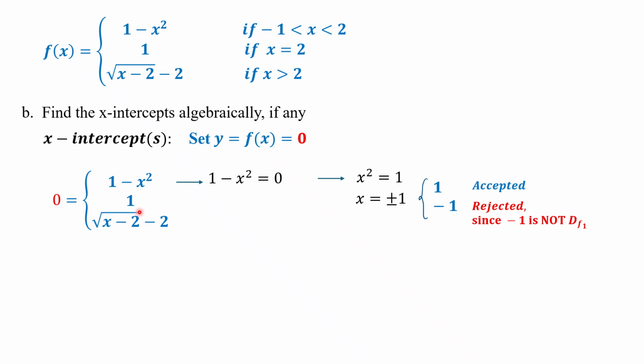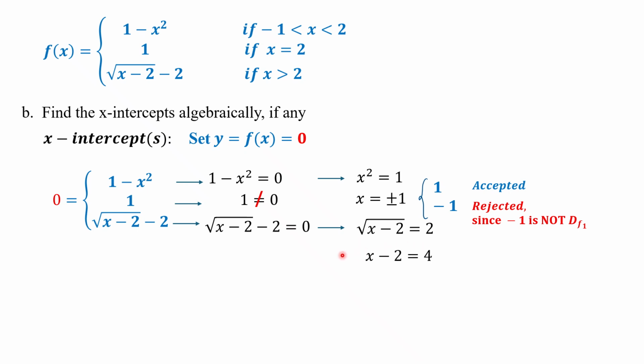Now let's move to the second equation. The second equation is 1 and we have to equate it to 0. Since 1 can never be equal to 0, we cannot find any x-intercept here. And then let's move to the third equation. In the third equation, we have square root of x minus 2 minus 2 equal to 0. Moving minus 2 to the other side, we get square root of x minus 2 equal to 2. Getting rid of the square root, we square both sides. So x minus 2 is equal to 4. Moving -2 to the other side, x is equal to 6.